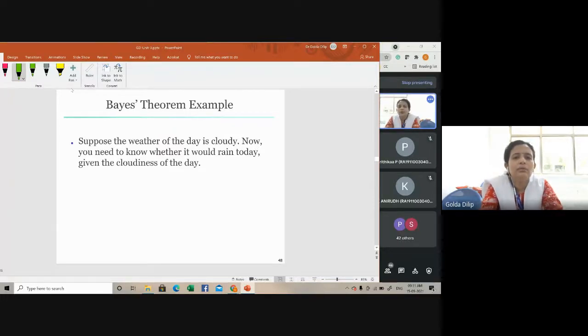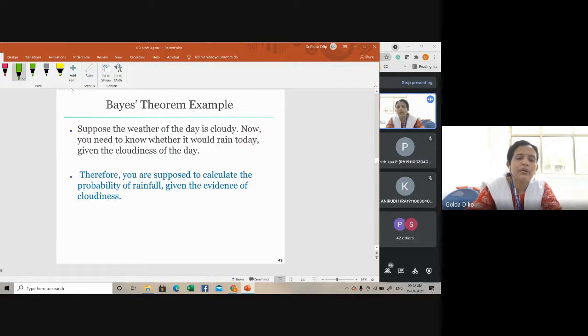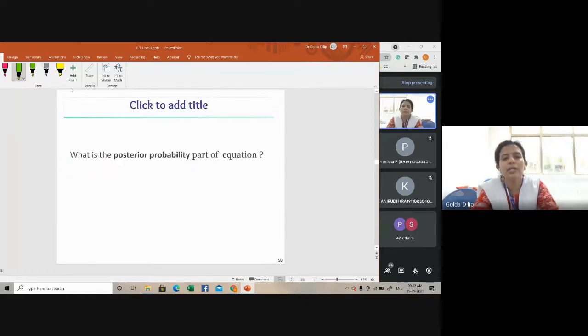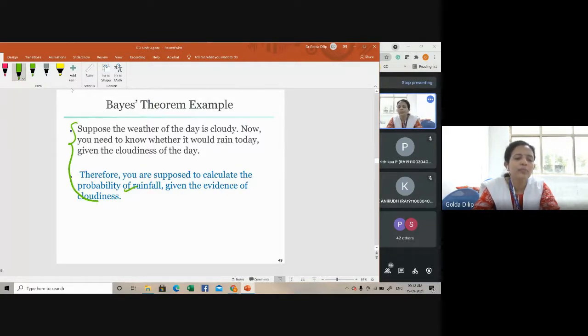You need to know whether it would rain today. So what are you supposed to do? You're supposed to calculate the probability of rainfall, given the evidence of cloudiness. So now, having understood this, can you tell me what is the posterior probability part of this equation? Or the conditional probability part for this particular scenario? Can somebody tell me?